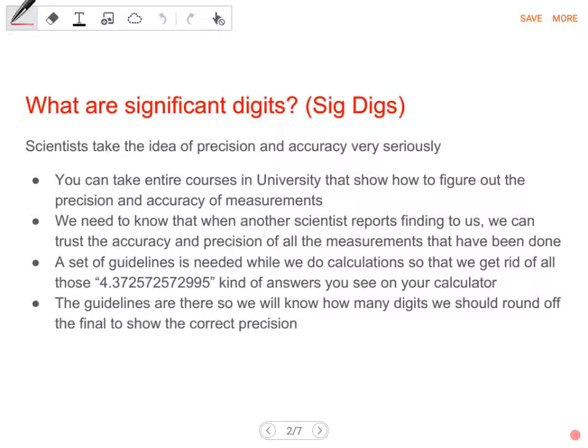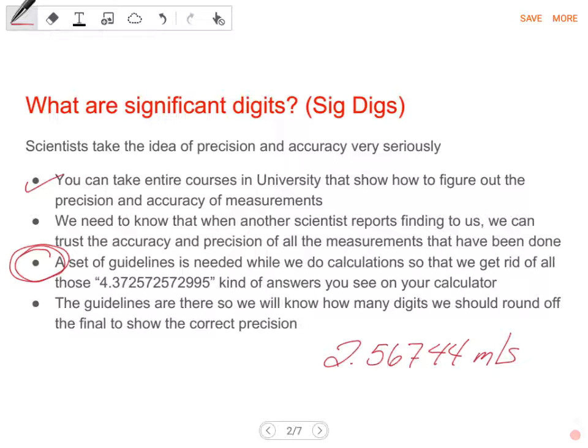Now, significant digits, which you may or may not hear them called sig digs, it's a way of communicating essentially the precision of an answer. Now, you can take entire university courses that show how to figure this out. Basically what we're doing here, everybody, is we're looking at how to properly write final answers. I mean, you might do a calculation and you might get something like, let's say, 2.56744, let's say, meters per second. Well, what you're going to find is that although you may have calculated everything properly, that's not how the answer should be communicated. It's all about precision.